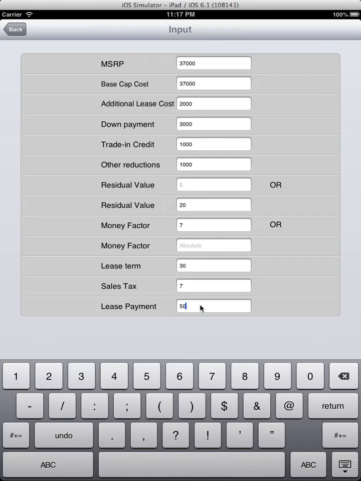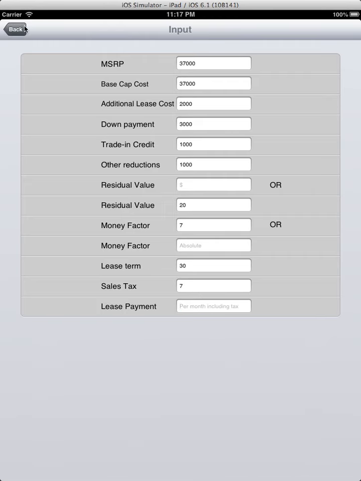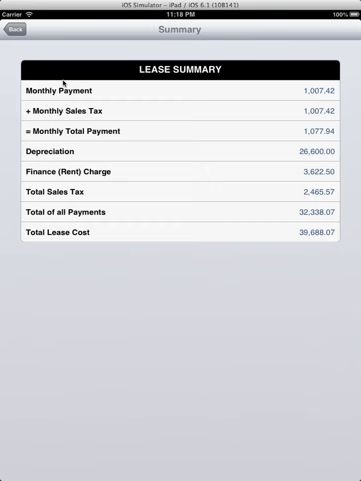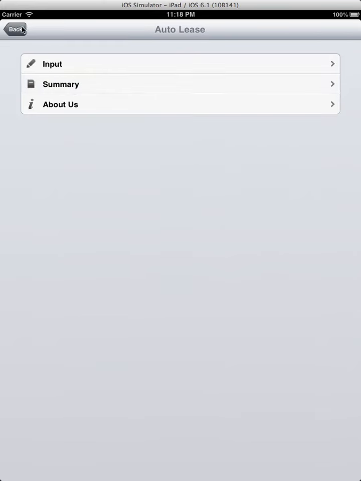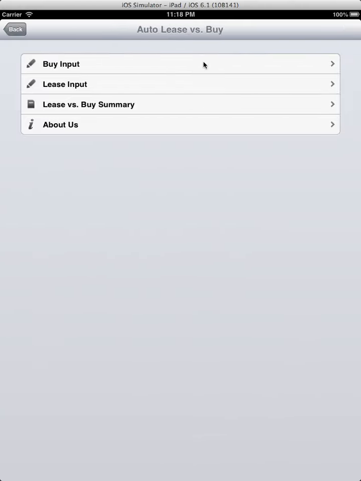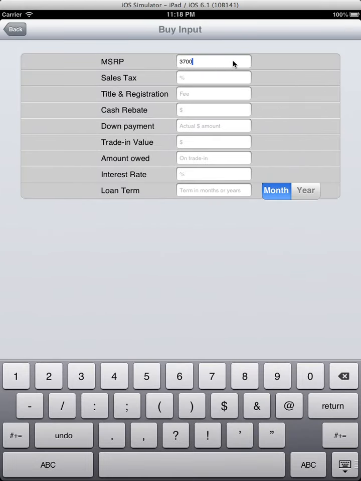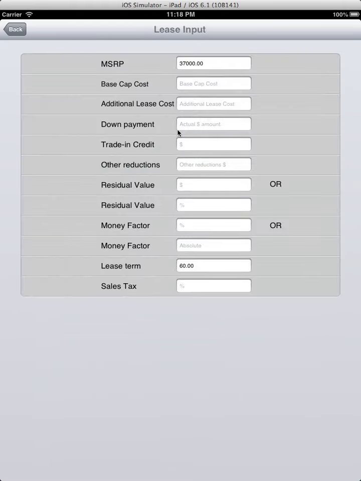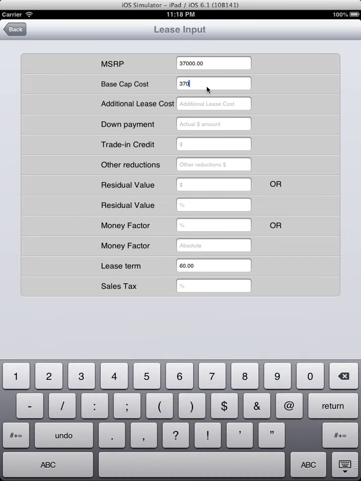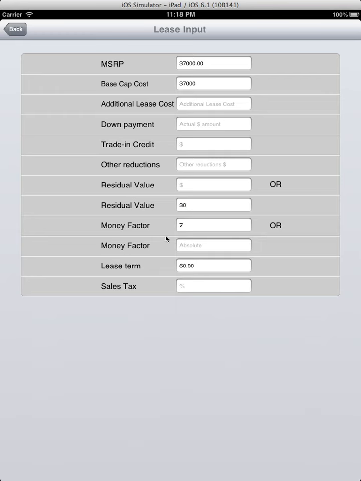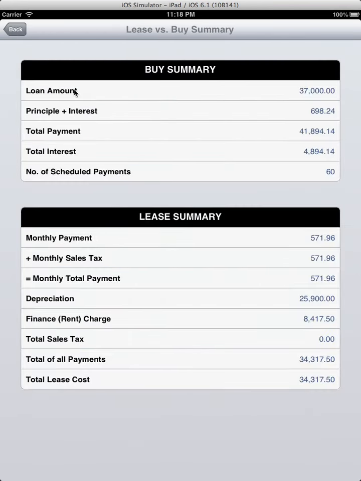See, it looks like we have to leave that empty. Okay, that's that. And lease versus buy, when that makes sense: 37,000, 5.5-year term, and we will consider the lease. Say base cap cost is 37,000, and money factor is 7%, residual is say 30%. Okay, here's the comparison.